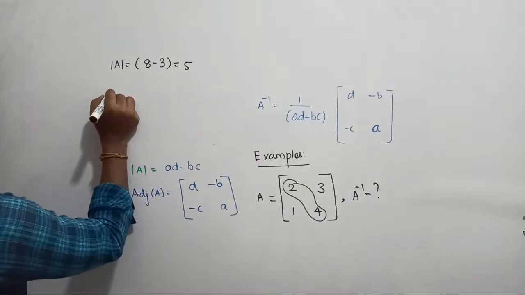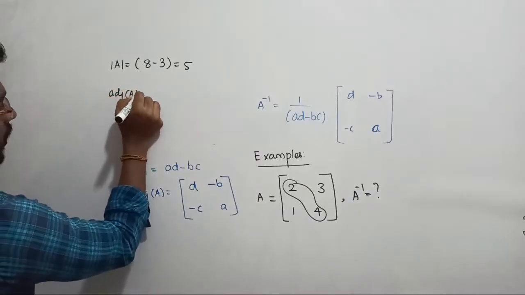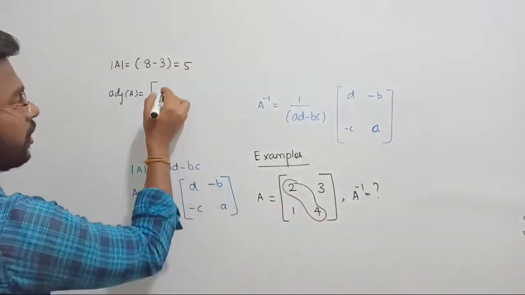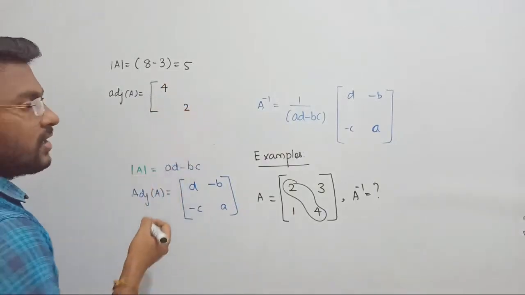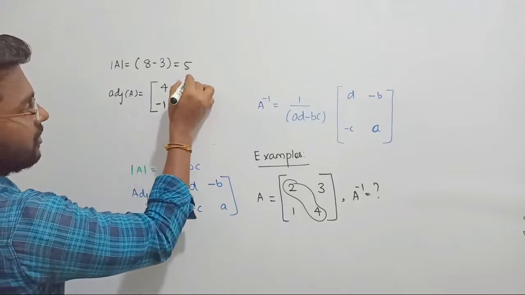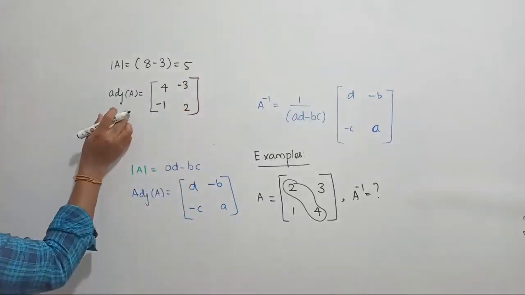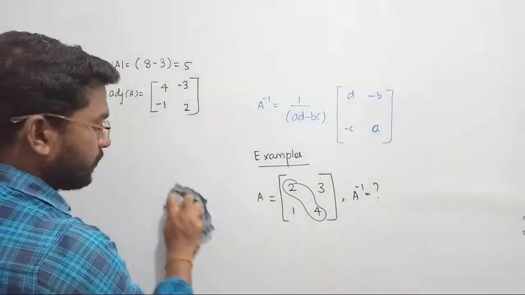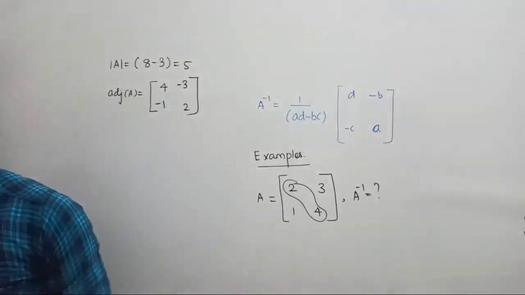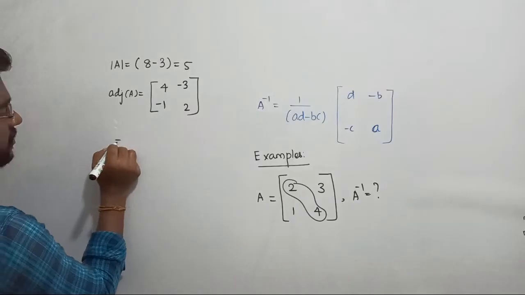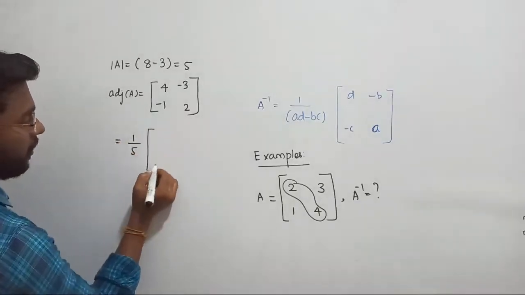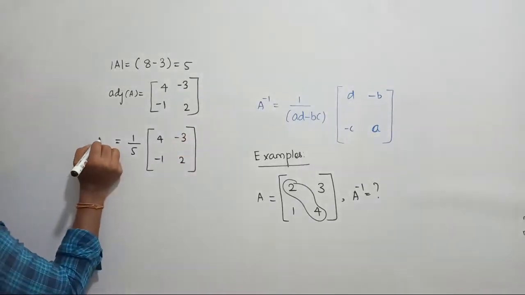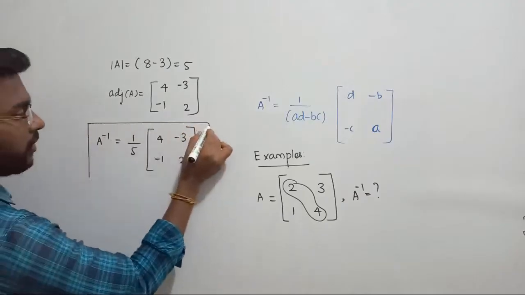Similarly, when we are looking for the adjoint of A, that is a very simple process when we have a 2 cross 2 matrix. For the adjoint of A, just interchange the position of the diagonal elements and change the sign of the off diagonal elements. Clear? That's all. Now we can directly substitute the values in order to obtain the resultant answer. The result is going to be 1 upon 5, and in brackets we get 4, minus 3, minus 1, 2. That is the A inverse for the given matrix.